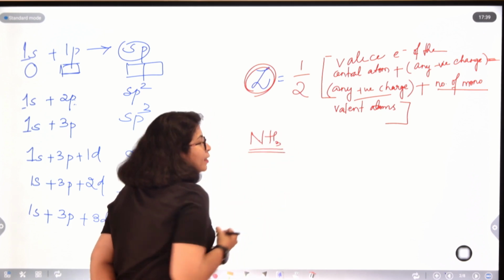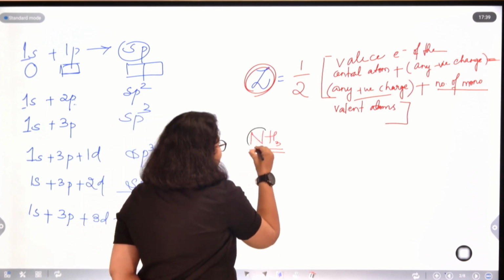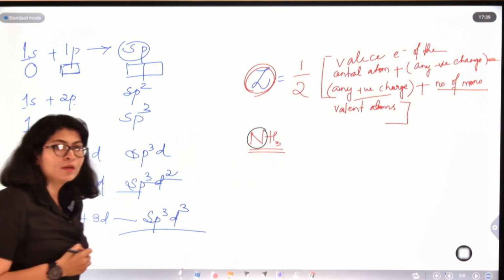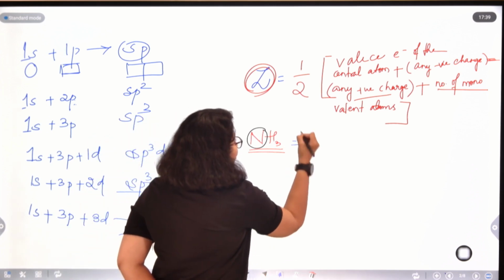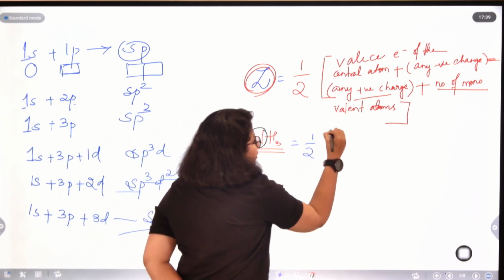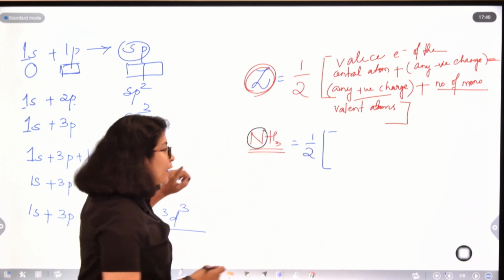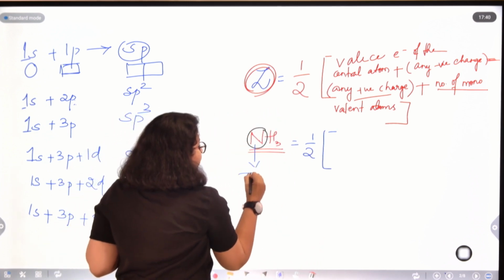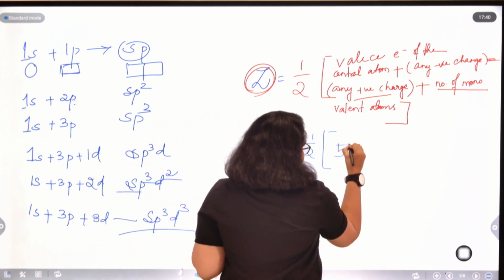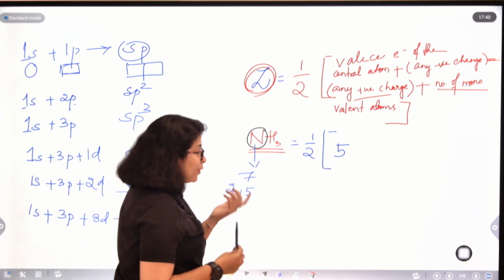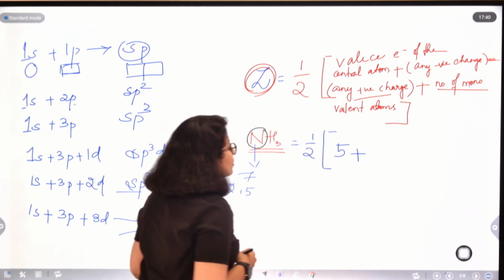Okay, in NH3, I will ask you, find out the hybridization of this nitrogen atom. How will you find? Formula, half of number of valence electrons. What is the valence electron of nitrogen? The atomic number for nitrogen is 7, so the configuration will be 2, 5. So the number of valence electrons is 5.